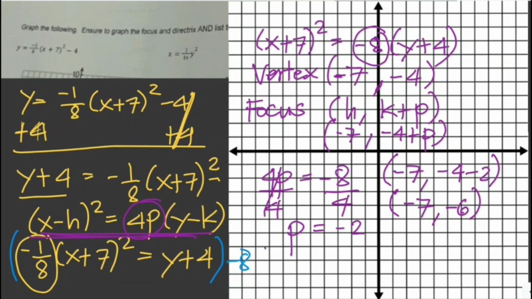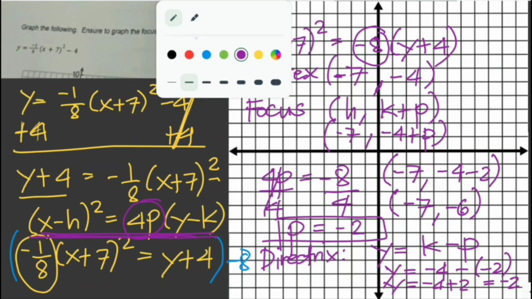Our focus would be negative 7, negative 6. And now for our directrix. Since our equation is in the form (x minus h) squared, the directrix would be y equals k minus p. And we already got the value of p, which is negative 2. So y is equal to k, which is negative 4 minus negative 2. So y is equal to negative 4 plus 2. And the directrix is just y equals negative 2.